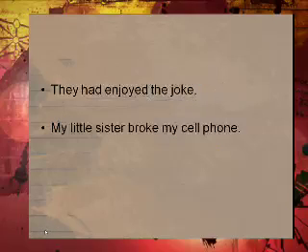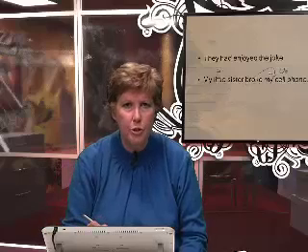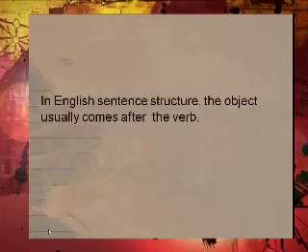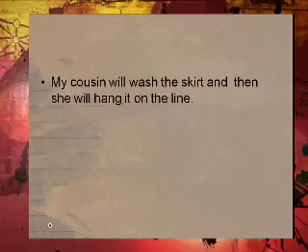My little sister broke my cell phone. Finite verb. Broke. Who broke? My little sister. My little sister broke what? The cell phone. Do you see the action is being carried over onto the object? In English sentence structure, the object usually comes after the verb, and that's true of the statement.